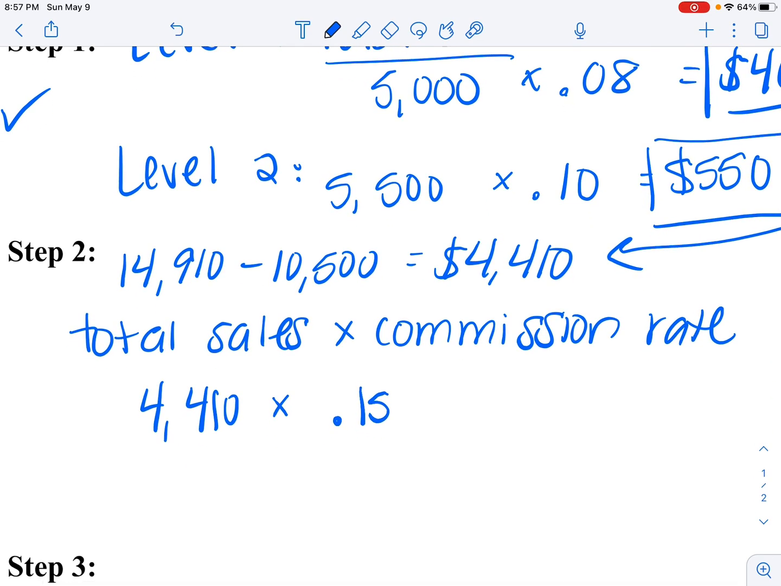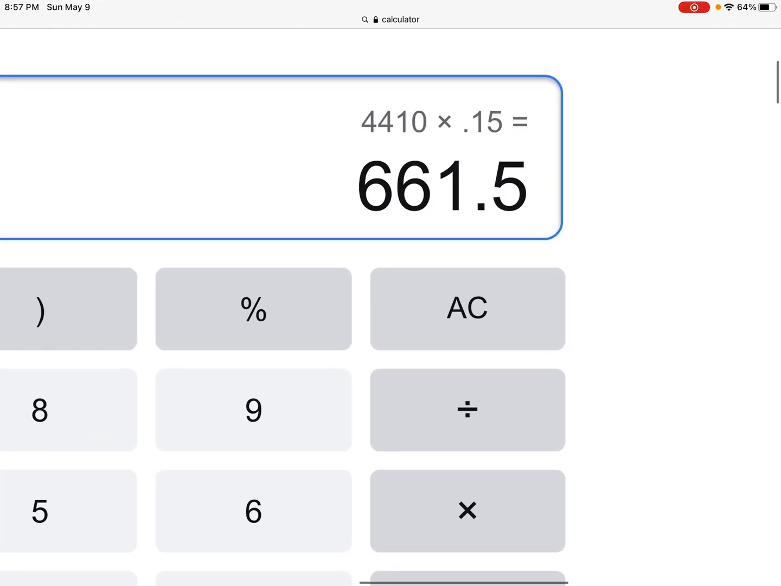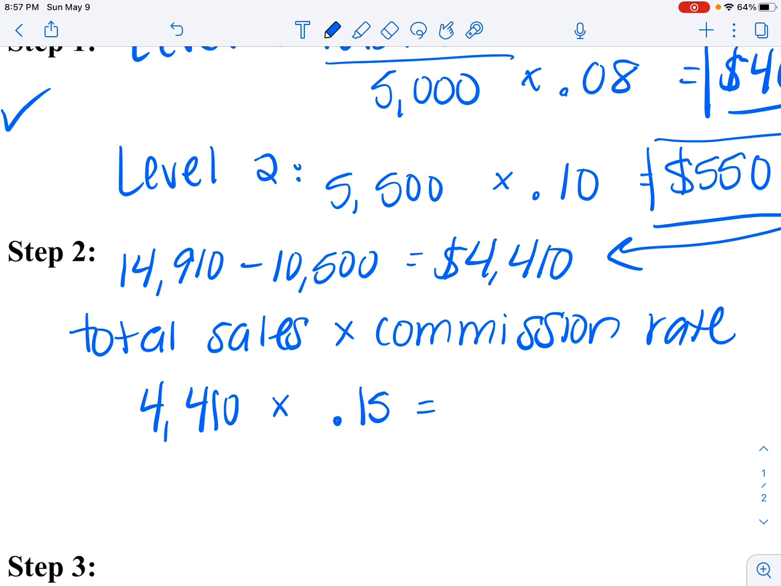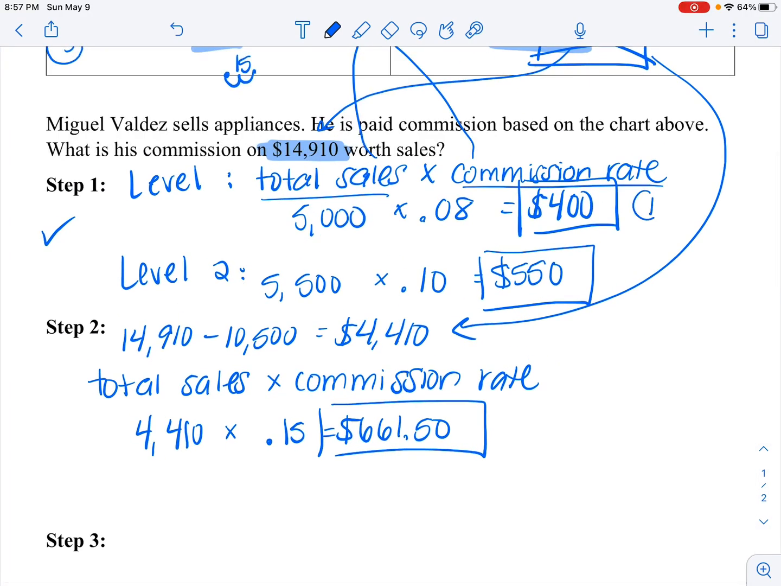All right, and let's go find out how much this is going to cost. So we're multiplying that by 0.15. And we get our answer right here, $661.50. So we found level 1, we found level 2, and now we found level 3. So step 2 is complete.